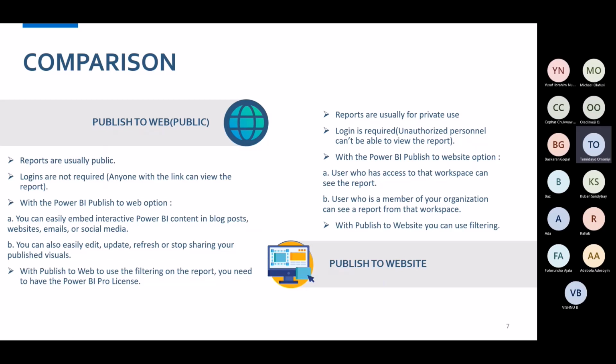So look, you can see the comparison, right? When you publish to the web, your reports are usually public. That means anyone that has access to that link can basically view the reports. When you publish to web, it's free. So most times Microsoft tells you not to publish sensitive information to the public web. You have to put it on a website or portal so that only people in your organization can view the report.